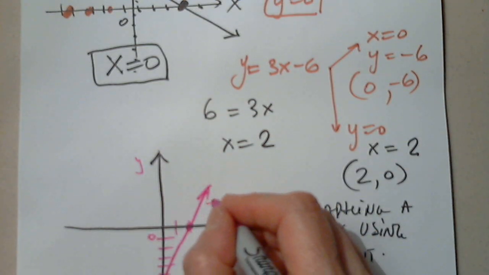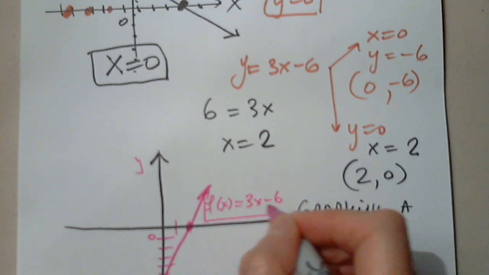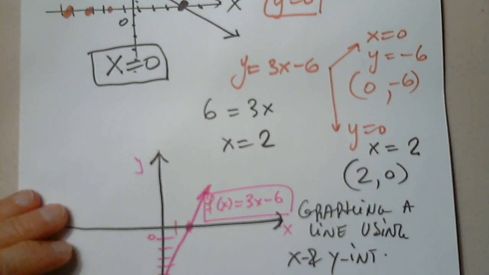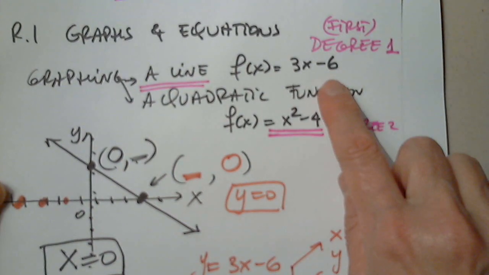And we always write the function next to the graph, so we always know what we graphed. So f of x equals 3x minus 6. So that's how I highly recommend graphing a linear function.